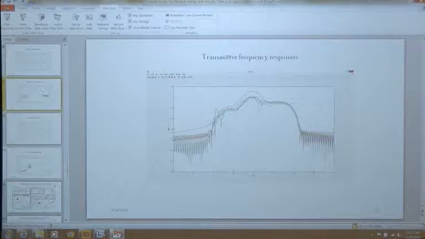Yeah, we'll definitely take that into account and retest, recalibrate. Any more questions?